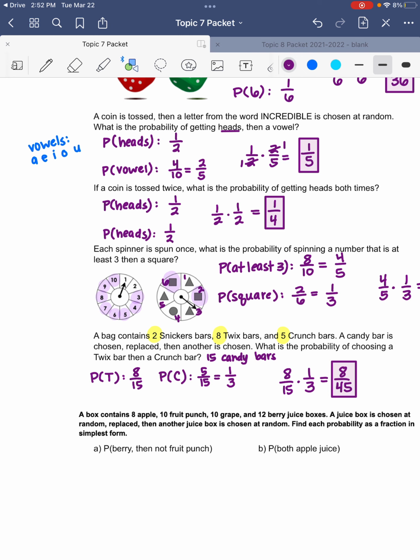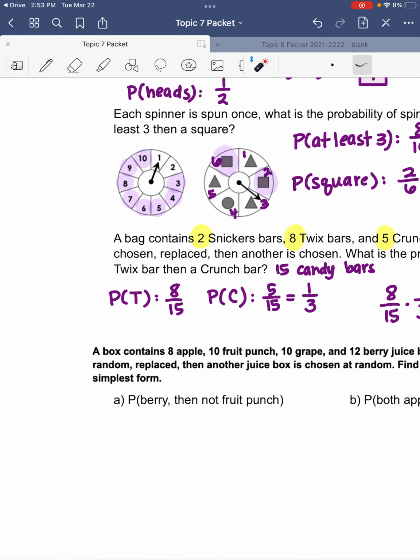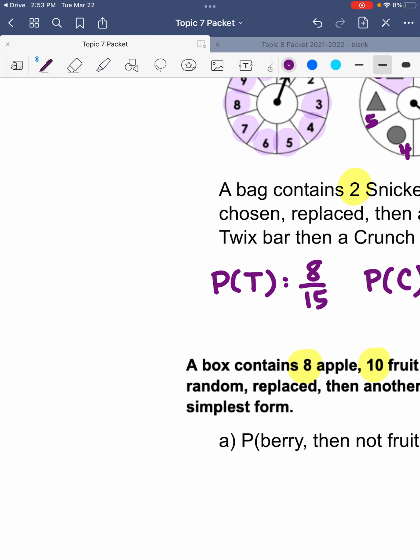Okay, so let's look at A first. So the probability of berry and then not fruit punch. Well, let's focus on just the probability of berry first, okay? So first I need to know how many juice boxes there are total. So I'm going to add up my numbers. 8 plus 10 is 18, plus another 10 is 28, and plus another 12 makes 40. So I have 40 total juice boxes.